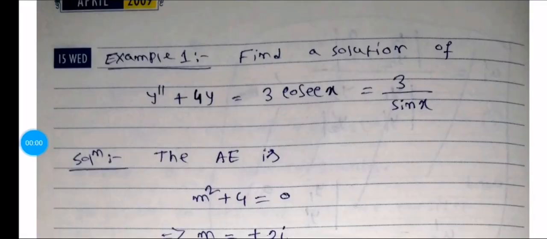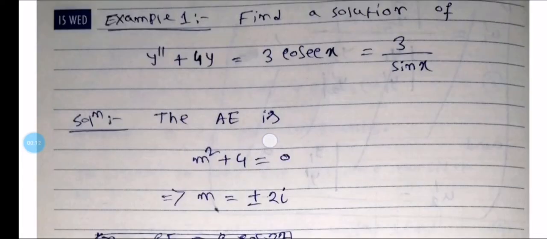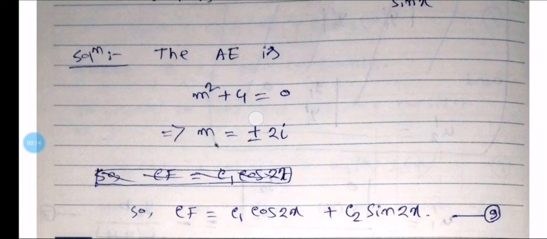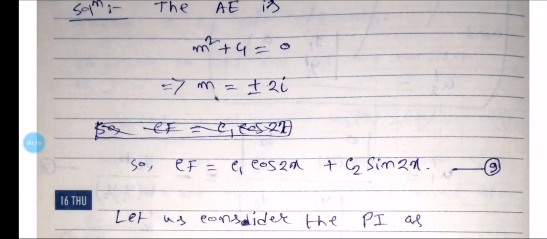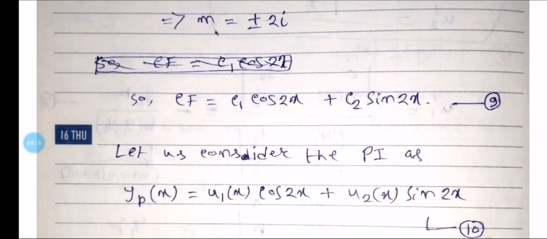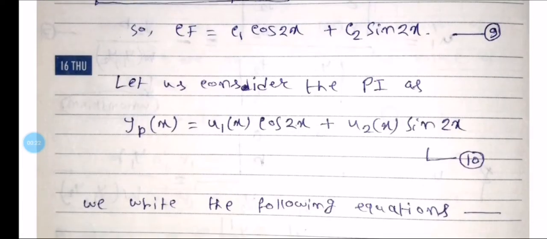We consider the first example, y'' + 4y = 3 cosec x, which we can write as 3 by sin x. The auxiliary equation can be written as m² + 4 = 0. Solving, m = ±2i. So the CF can be written as c1 cos 2x + c2 sin 2x.